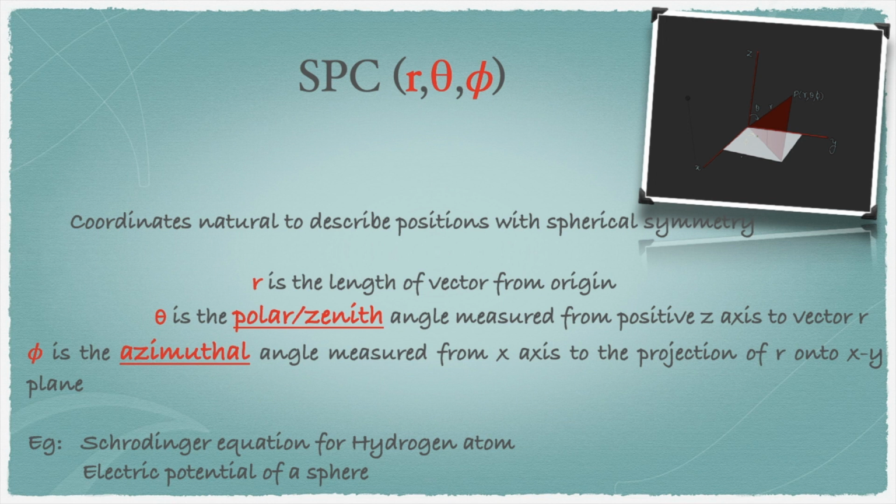SPC represent a point P in space by the ordered triplet r, theta, and phi, where r is the length of the vector from the origin, theta is the polar or zenith angle measured from the positive z-axis to the vector r, and phi is the azimuthal angle measured from the x-axis to the projection of r onto the xy plane.